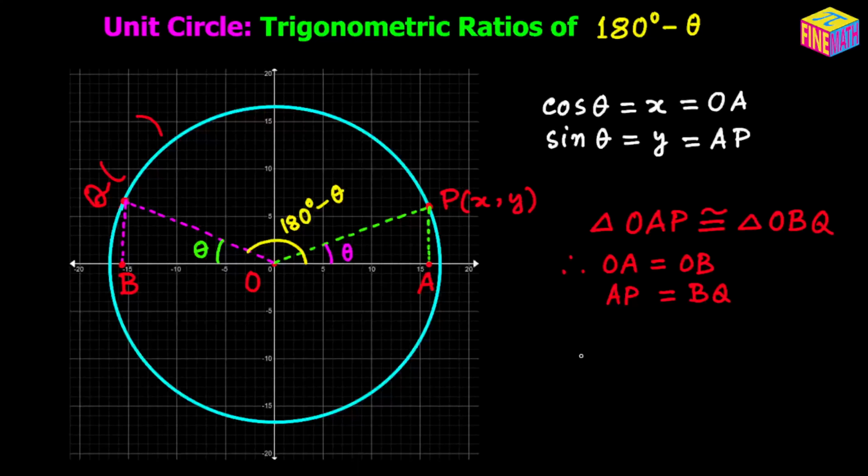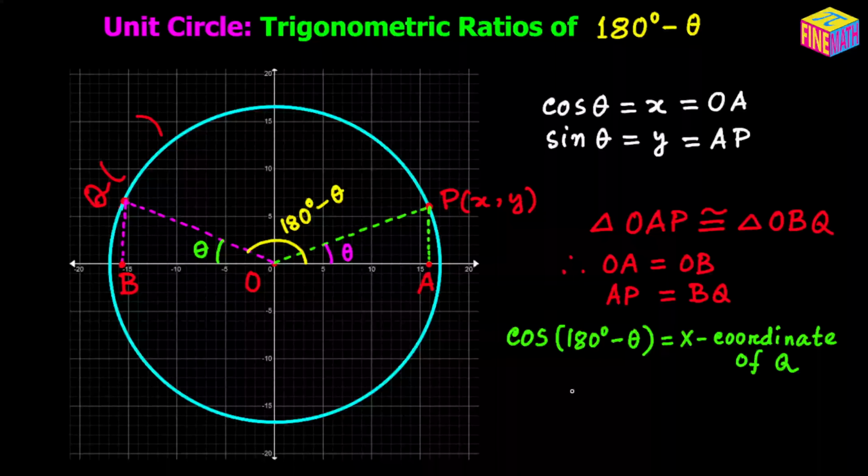Now what would be the cosine function of 180 degree minus theta? The cosine function of 180 degree minus theta will be the x coordinate of Q, because we know that the cosine function always represents the x coordinate of the point. If we are talking about the angle 180 degree minus theta, and this angle is created by the point Q, then cosine of 180 degree minus theta will be equal to the x coordinate of Q. Let me write that down.